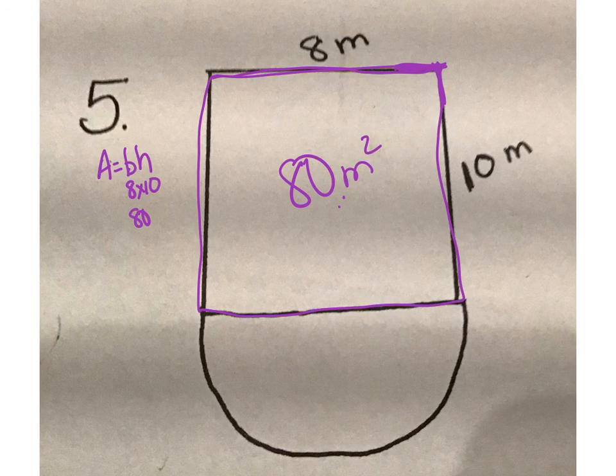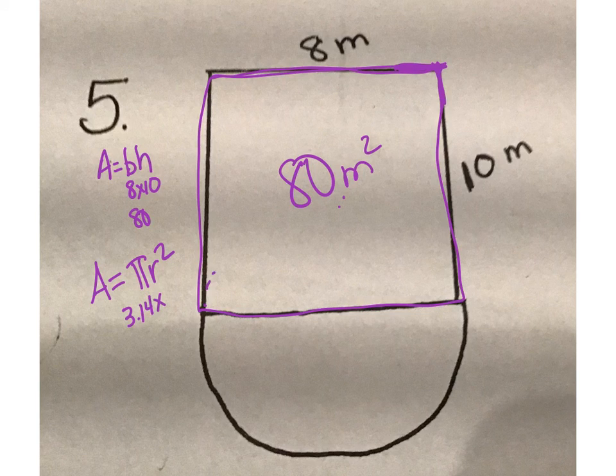Now we have to do a half of a circle. Well, we know we don't have a formula for half of a circle, but we do have a formula for circle. Pi r squared sounds like area to me. So that's going to be my formula for my whole circle. So underneath the pi, I write 3.14. Now I've got to be really smart.